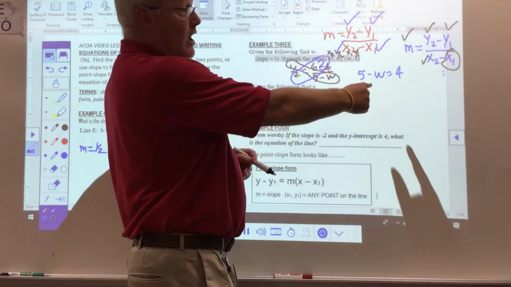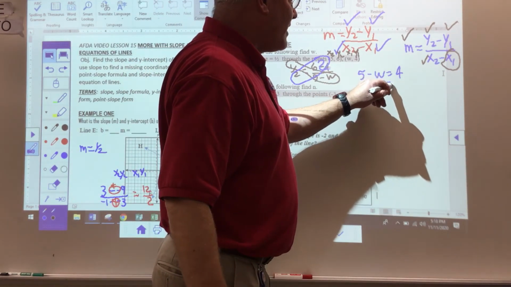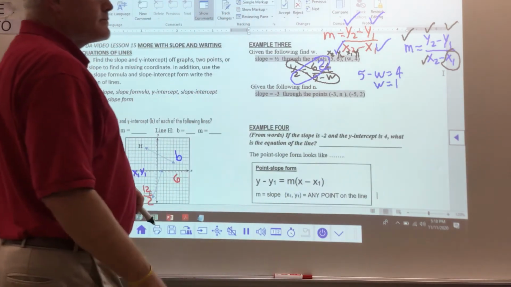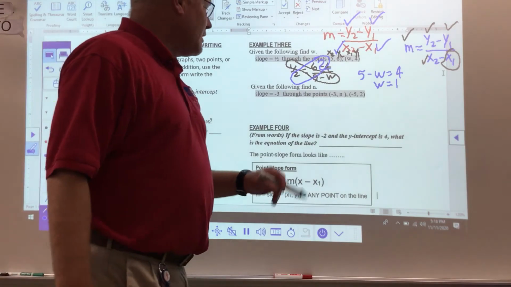Can y'all figure out in your head what w is? 5 minus what number is 4? Well, of course, w is equal to 1, and you just solve that. Now, let's look at one more of those, because if those show up, I don't want y'all to be confused.